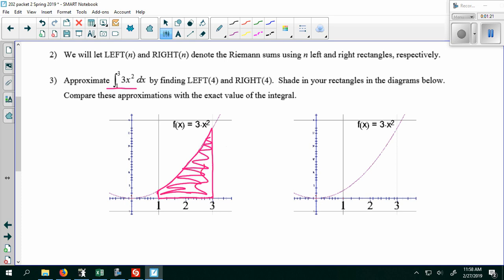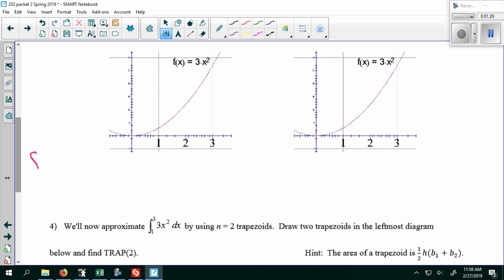So I'm going to start by doing it with left rectangles. I want to do 4 rectangles. So I'm estimating the area under the curve from 1 to 3 of 3x squared dx as approximately equal to left 4. So I'm going to use 4 rectangles to approximate the area under this curve. I take my interval from 1 to 3 and break it into 4 pieces: I break it in half, then each one in half again, giving 4 intervals, each with a length of 1/2. And I'm going to build a rectangle over each of those intervals.